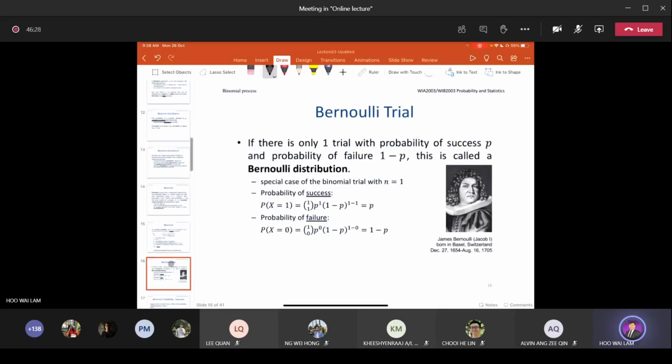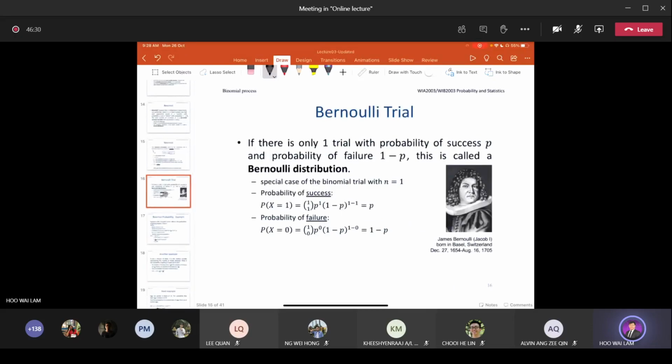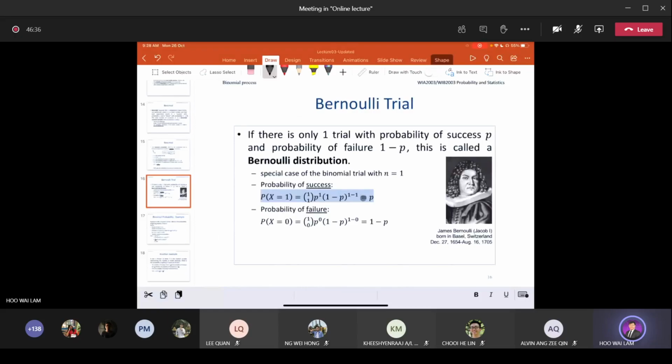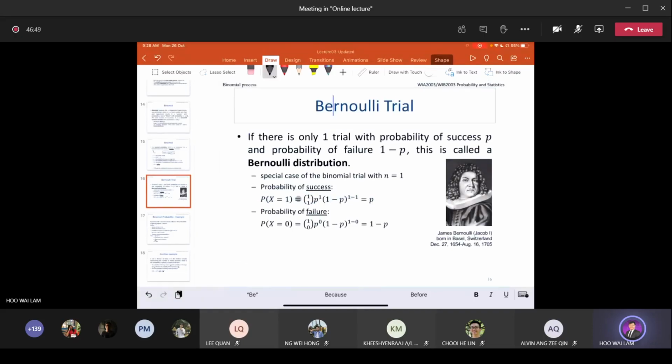So yeah, success and failure. What you need to understand over here is that Bernoulli trial is a special case of binomial distribution, because these two are almost the same. The difference is that binomial distribution measures 2 or more trials, while Bernoulli trial measures 1 trial only. Okay, because why? The calculation over here.